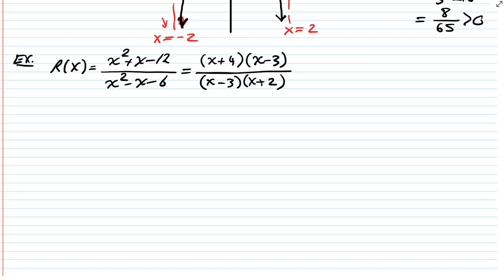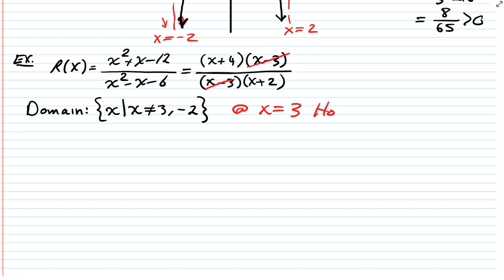And notice there is a common factor here. The domain of this function, before we remove anything, is all x such that x may not be 3 or -2. We look at the domain before we simplify the expression. And then, if there are common factors, we remove them. The point that was removed at x equal to 3, therefore, I'm going to say at x equal 3, there's going to be a hole in the graph, because that's actually not part of the domain. Okay, so at x equals 3, there's going to be a hole in the graph.